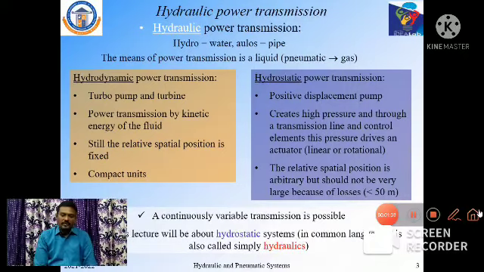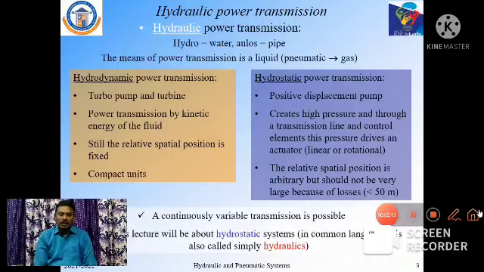In the previous slide we saw the basic power transmission systems, such as electric motors, DC motors, and diesel engines. As an alternative, the hydraulic power transmission system and the pneumatic power transmission system are easy and reliable. In hydraulic, hydro means water, and the medium of power transmission is liquid or pneumatic gases.